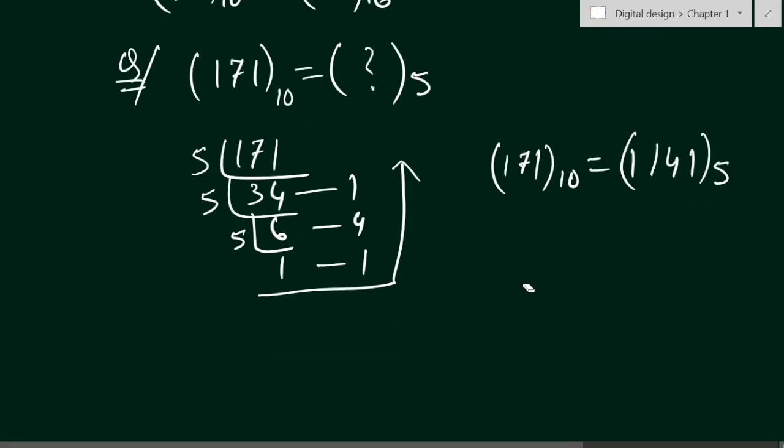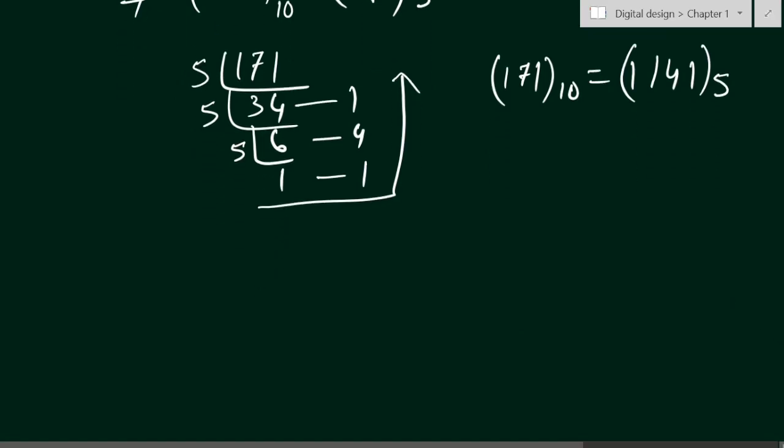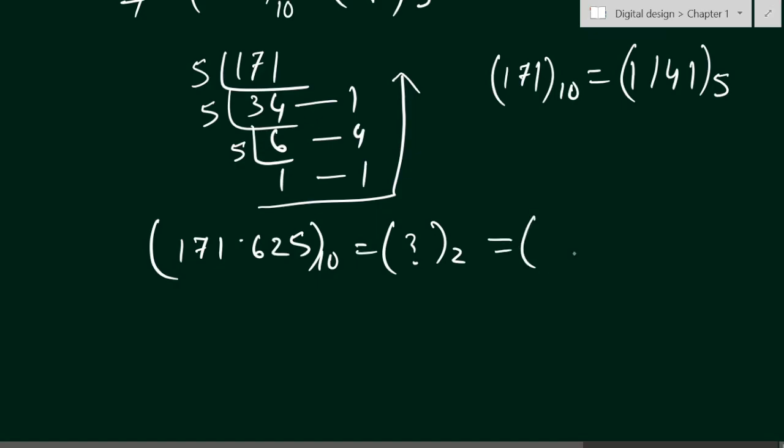Now suppose we have some more complexity. Suppose the decimal number you are given has a fractional part. Suppose you have this same number 171 and we have some fractional part. Suppose it is .625. Now you have to convert this decimal number into its binary number system, into its octal number system, and into its hexadecimal number system. Okay, so how will you find out? We have already converted this integer part, so we need not convert it again because I have already found out this section.